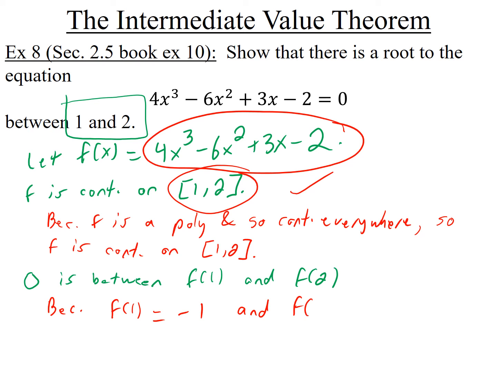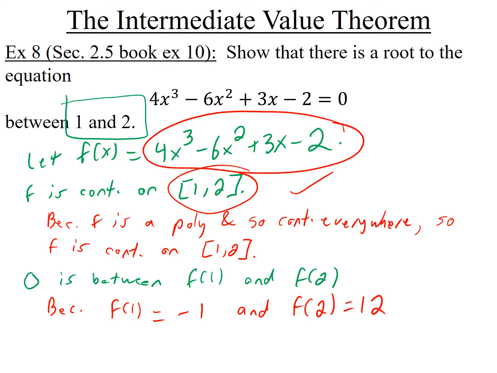And if you plug in 2 to the function, oh boy, what is that? I don't have any room here, so I'm not going to write it down. But it's 4 times 2 cubed, that's 32. Minus 6 times 2 squared, that's 24. So 32 minus 24, that's 8. Then it's 8 plus 3 times 2, that's 6. So that's 14. Minus 2, it's 12.